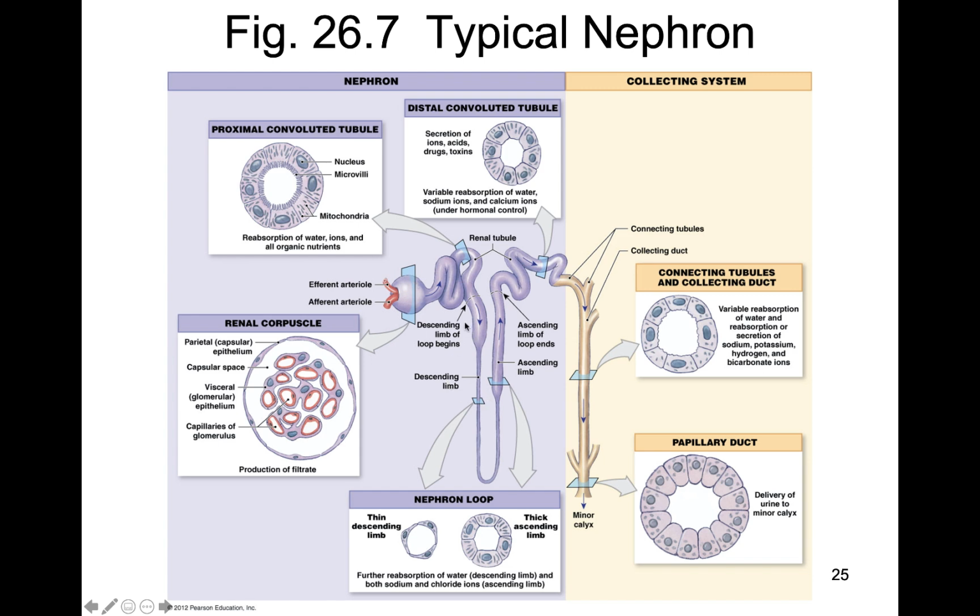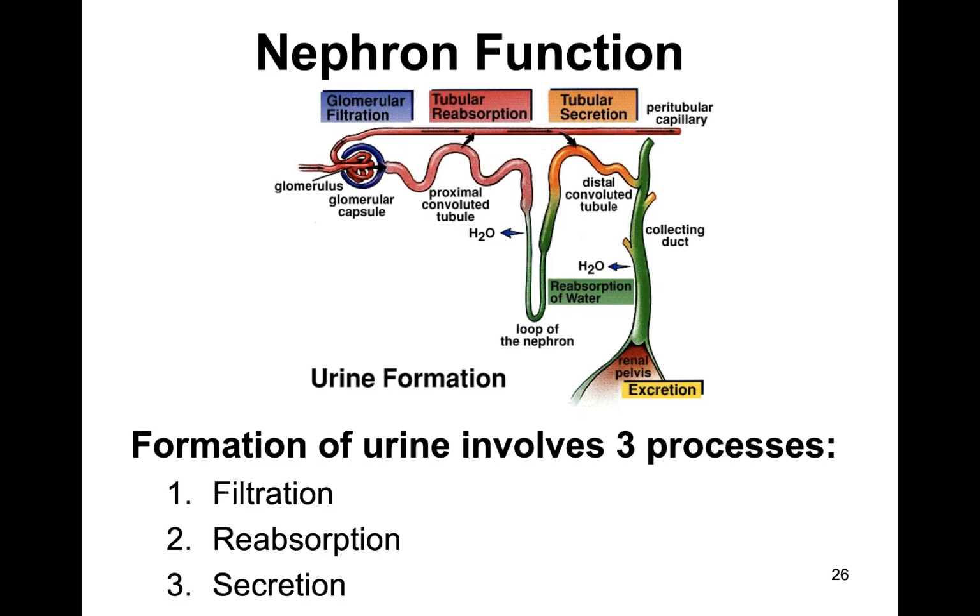And on this picture, what you can see, you have cross-section of each. You can kind of compare the histology of proximal convoluted tubule with the distal. So you have microvilli here. You don't have microvilli for distal convoluted tubule. They both have cuboidal cells. Here you can see the capillary of glomerulus or glomerular capillaries. This is where filtration takes place. Three major processes are happening in the nephron. So we have filtration, we have reabsorption, and we have secretion.